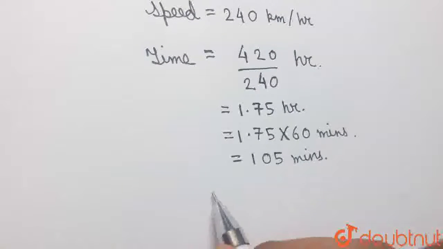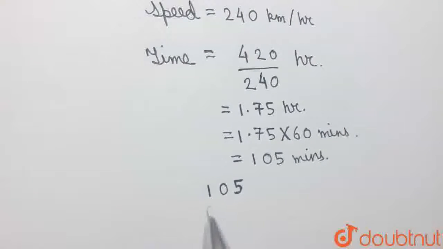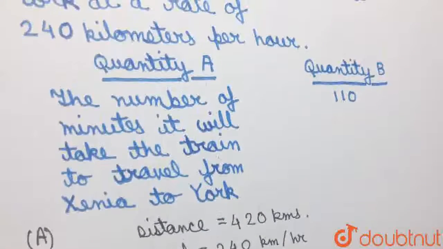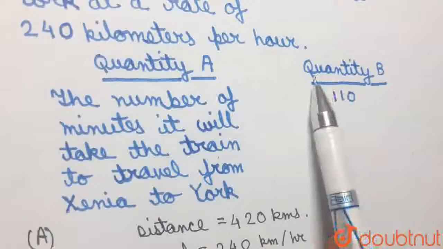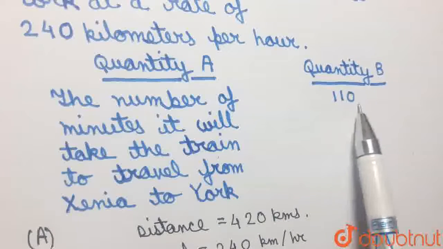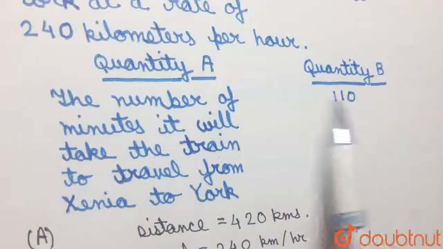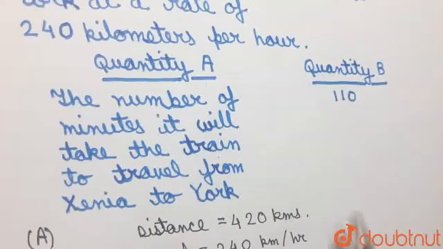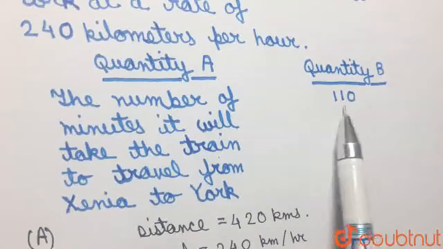Hence the entry in quantity A is 105. So this is our conclusion that quantity A is equal to 105. Now going back to the quantities, we have concluded that quantity A is equal to 105. Now it has been given that quantity B is equal to 110. Now 110 is obviously greater than 105. Hence of the two quantities we can conclude that quantity B is greater. So this is our final answer. Of the two given quantities, quantity B is greater.